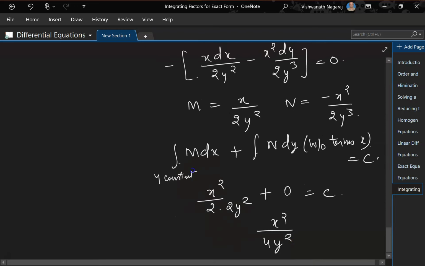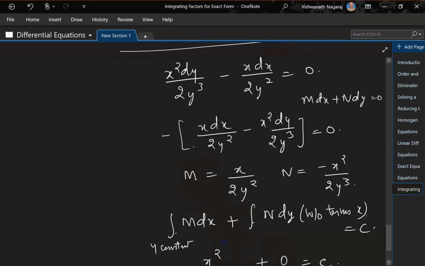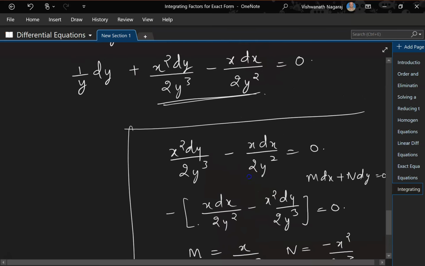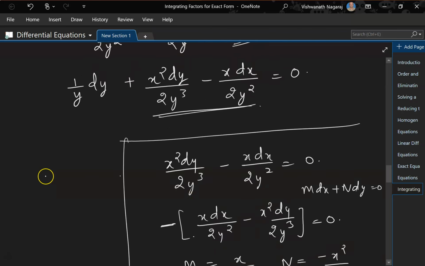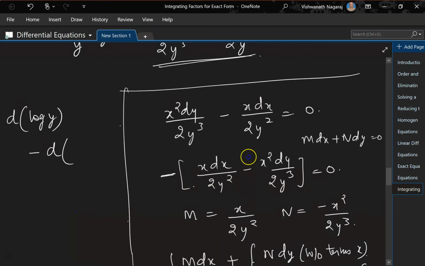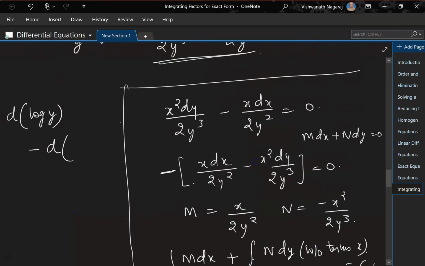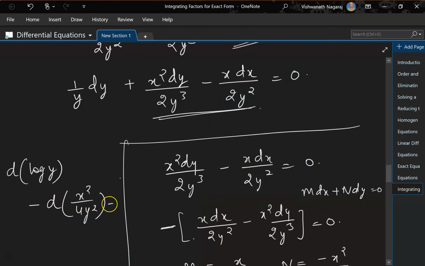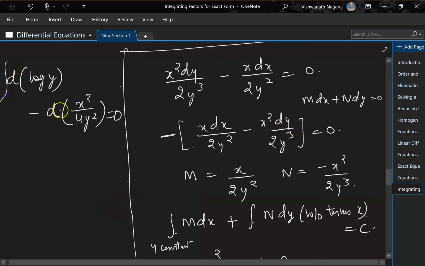So now we'll go back to our main problem. Now we can write this as a differential of log y, and this we rearranged here and took minus out, so minus differential of x square by 4y square is equal to 0. Now we just integrate, so integration and differential get cancelled.